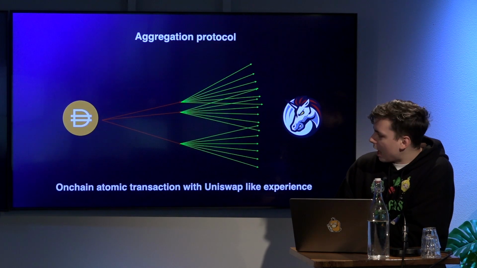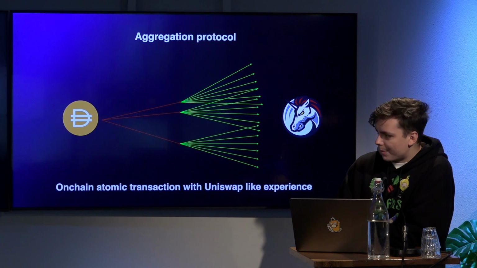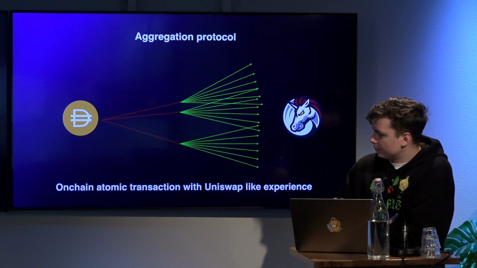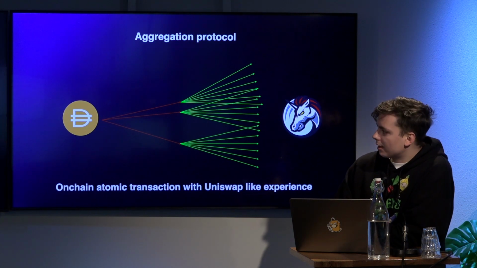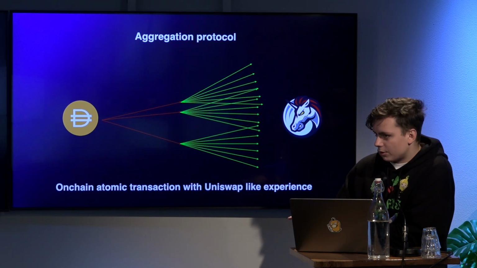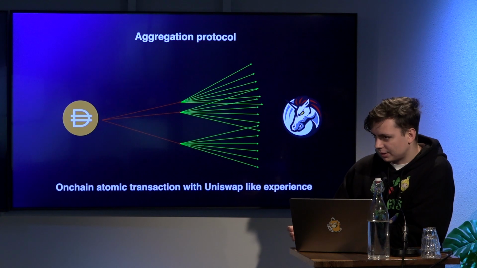So I just want to make a small recap about two of the main protocols. The first one is the aggregation protocol. It's our OG protocol, the first one. Basically, it helps you build a route from any token to any other ERC20 token, and execute all of these routes in one atomic transaction.